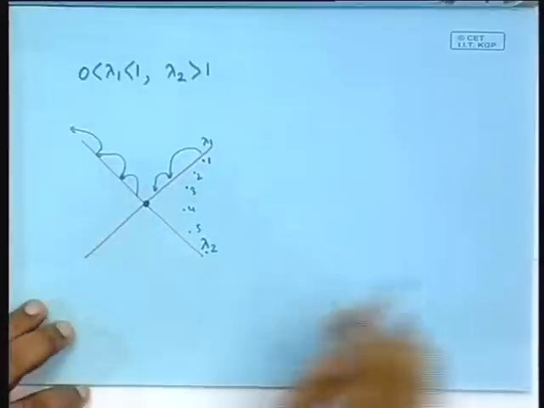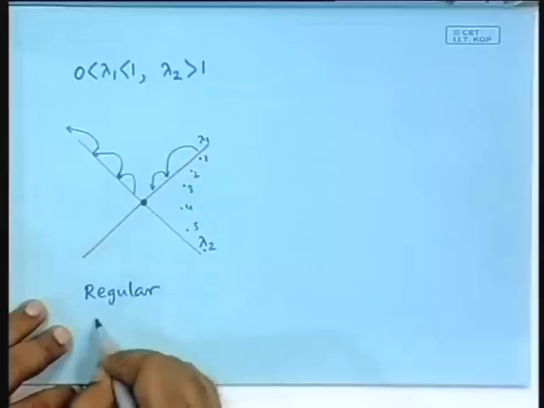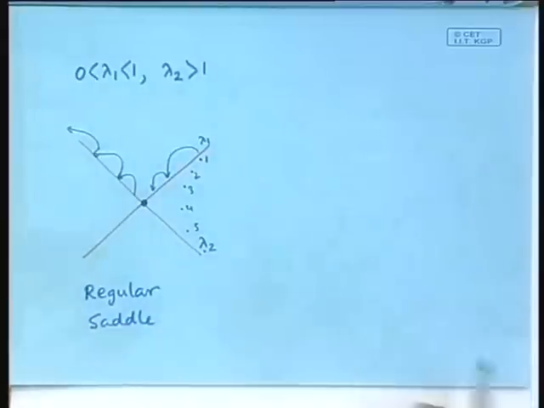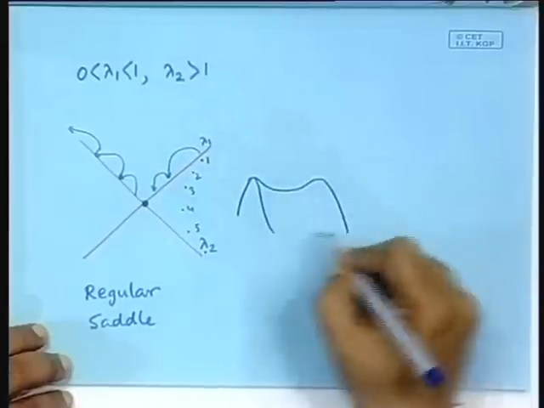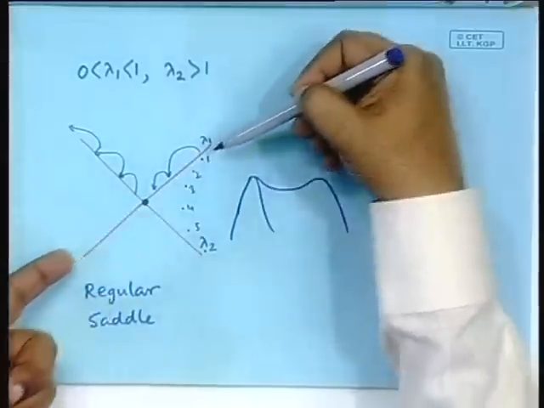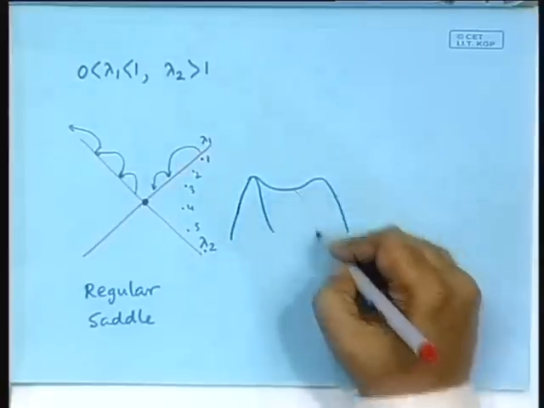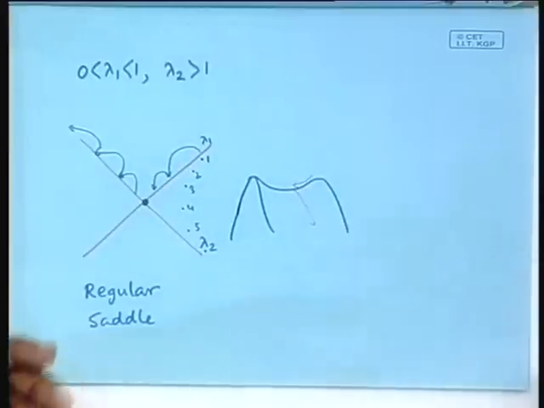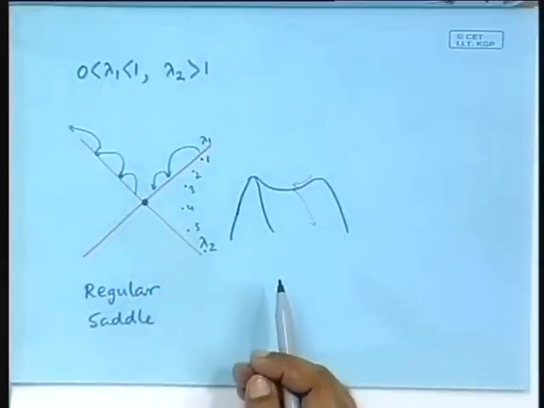Such a fixed point will be called a regular saddle, because it also has the property of a saddle. I told you, the saddle has a behavior something like this. So, the direction in which it is stable is this direction, and the direction in which it is unstable is sort of this direction. So, this is also a saddle behavior. We have come across the saddle behavior in continuous time systems, similar behavior here.